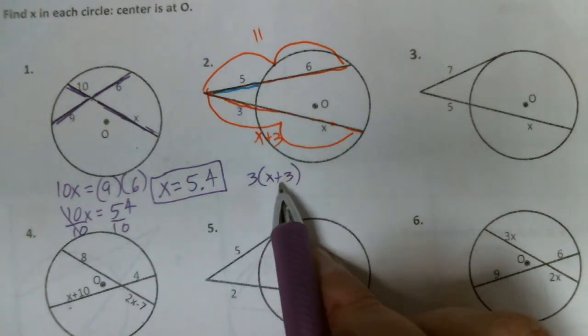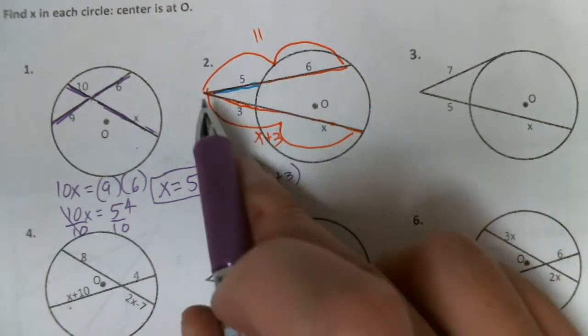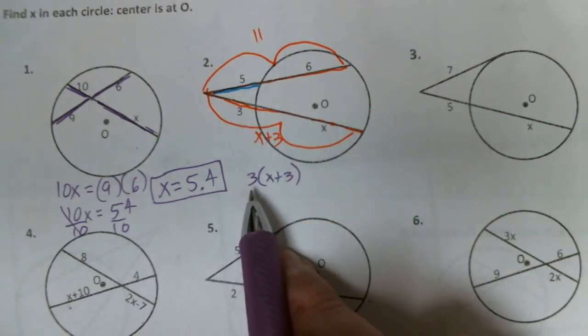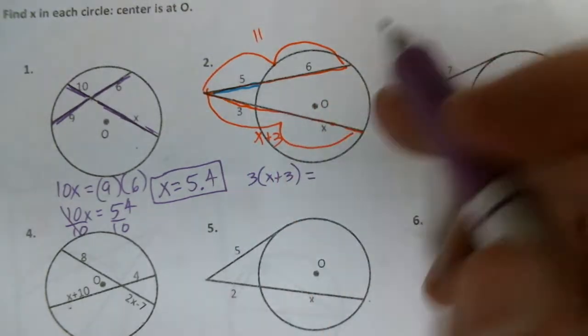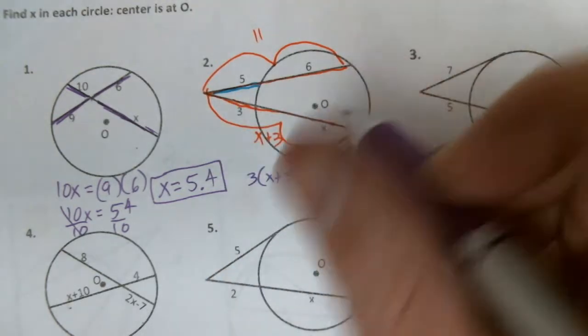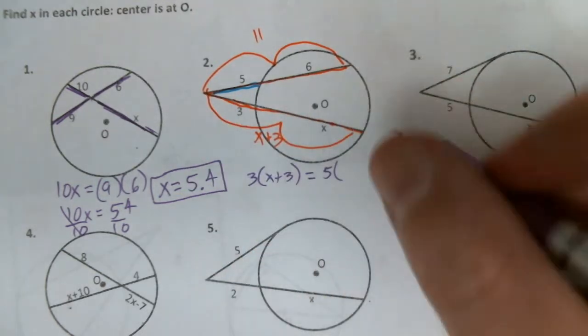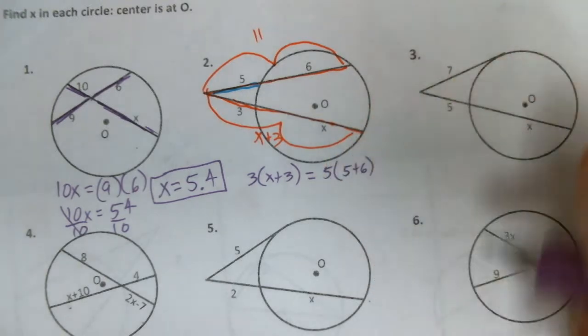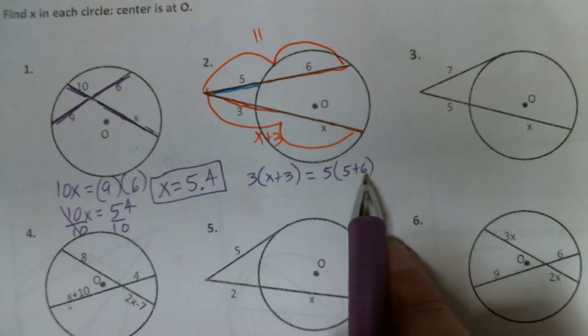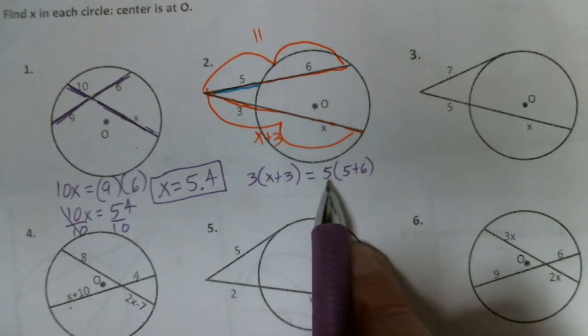The whole piece is x plus 3 times the exterior, the outside piece. Whole times exterior. That is going to be equal to, going up here, the exterior piece is 5. And the whole piece is what? 5 plus 6. Okay, I'm going to write it like that. I know we said it's 11. So just so you understand, the whole piece is 5 plus 6 times the outside exterior piece.